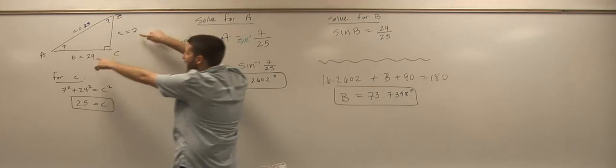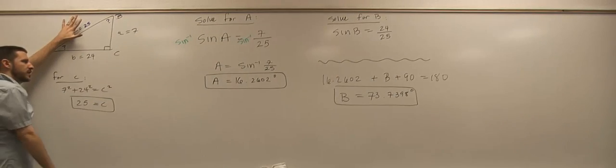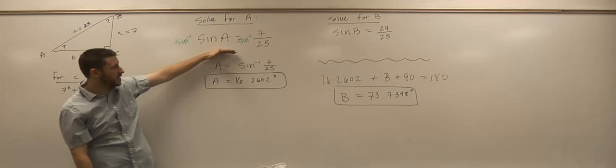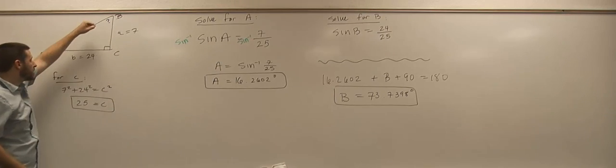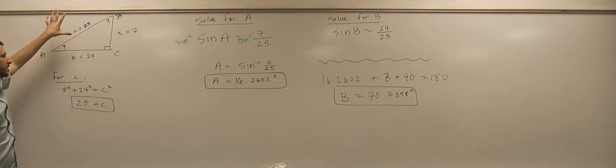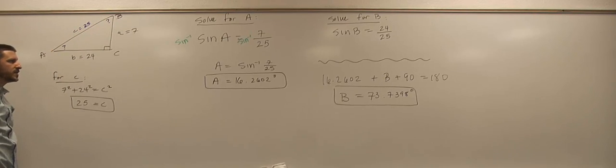So if you're given two sides, you do the Pythagorean theorem first, and then you can do sine inverse or cosine inverse or any inverse to get your angle. If you're given an angle and a side, then you can subtract from 180 first, and then do sine and cosine to get your other sides. But those are really the only two situations you can have.